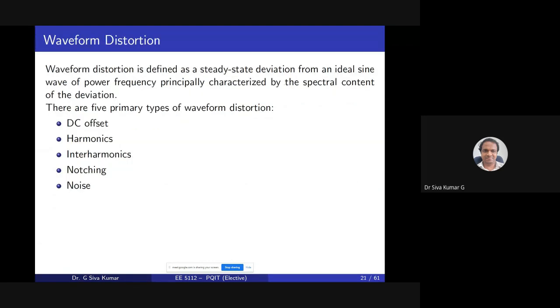Coming back to the waveform distortion. The waveform distortion is defined as a steady state deviation from an ideal sine wave of power frequency. Any deviation from a pure or ideal sine wave of power frequency of 50 hertz. The waveform distortion is categorized based on the spectral content of the deviation. These particular issues are the waveform distortion issues.